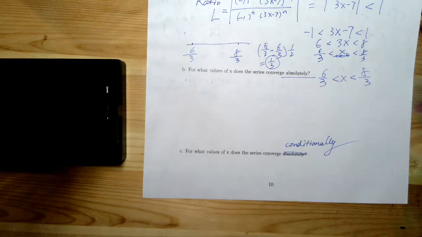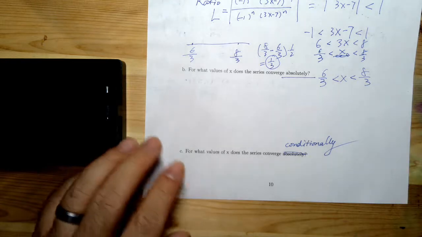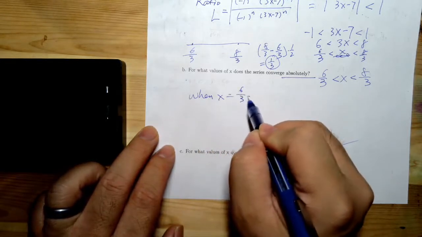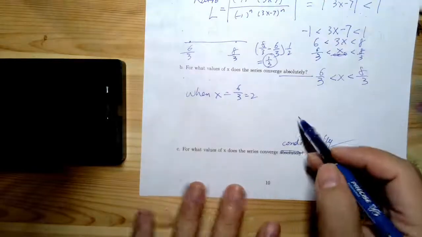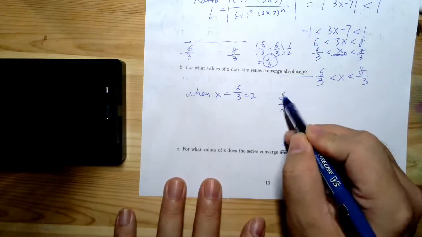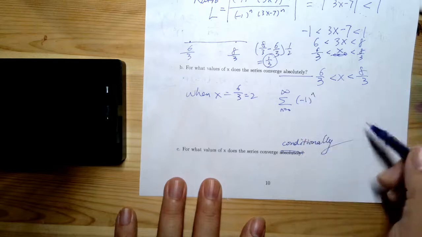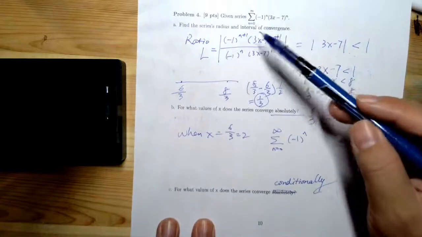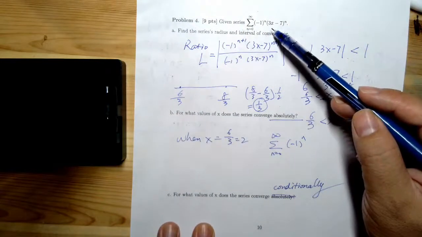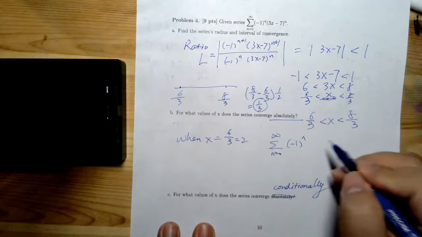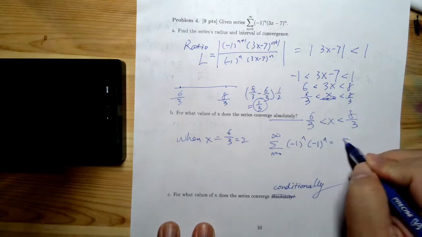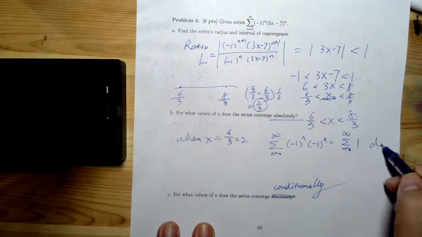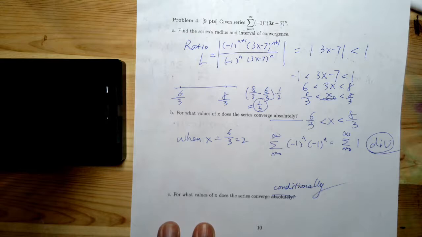Okay? So when x equals 6 over 3, which is true here, if you plug that in, the series becomes negative 1 to the power of n. So 2 times 3 is 6, minus 7 is negative 1, so it's negative 1 to the power n. Turns out this is series 1. Now this series diverges. Okay, it diverges.